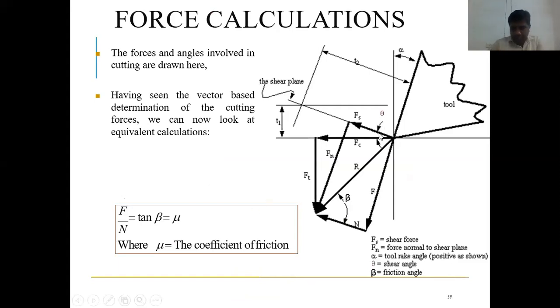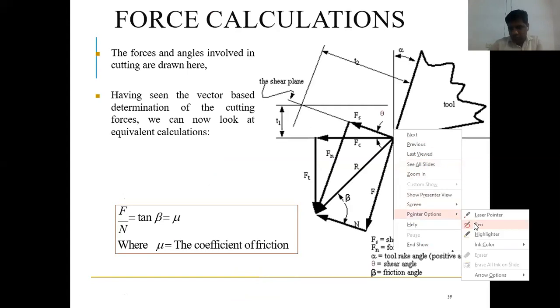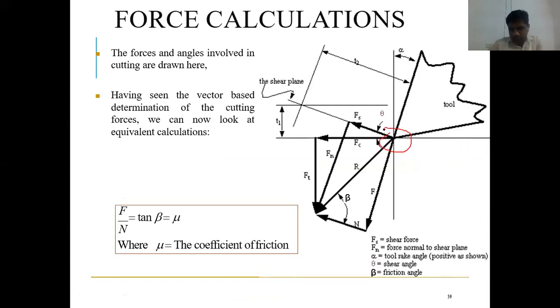We can represent these 6 forces at a particular point, which is called the tool tip. At this point we represent all the forces: the frictional force, the normal reaction, the shear force and its reaction, the cutting force, and the thrust force. Here we draw a circle. The resultant of all the sets of forces is the same: R bar, R double bar, all are resultant forces of the same magnitude.